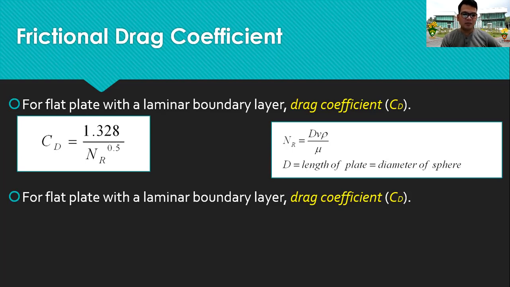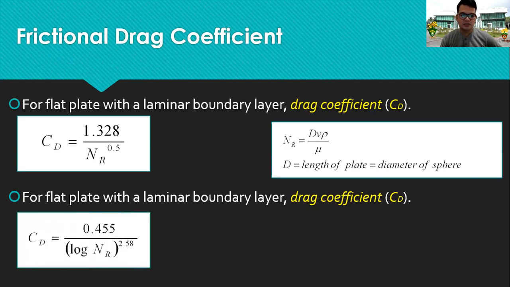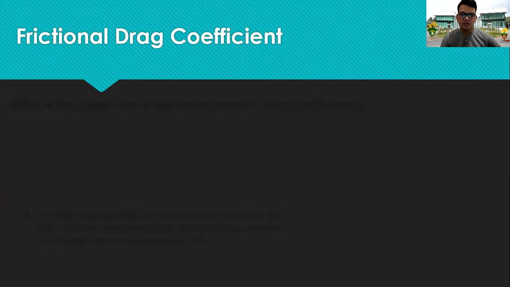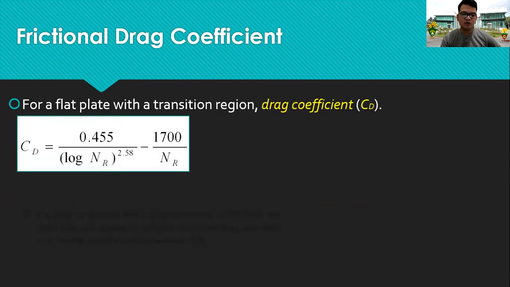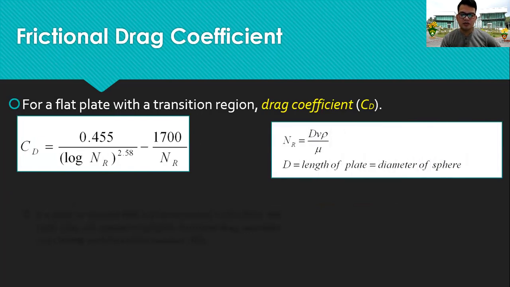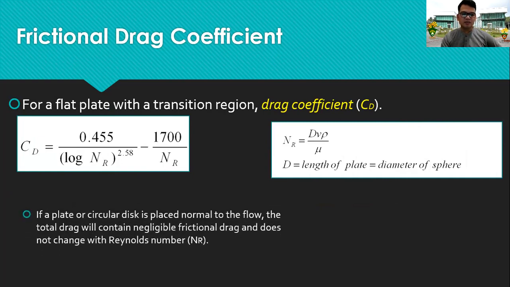usually given in most problems for getting the Reynolds number. For a flat plate with a turbulent boundary layer, the drag coefficient can be computed as CD is equal to 0.455 divided by the log of the Reynolds number to the power 2.58. For a flat plate with a transition region, the drag coefficient is given as 1,700 over Reynolds number. The Reynolds number can be computed using the same equation. If a flat plate or circular disc is placed normal to the flow, the total drag will contain negligible frictional drag, and the drag coefficient does not change with Reynolds number or NR.